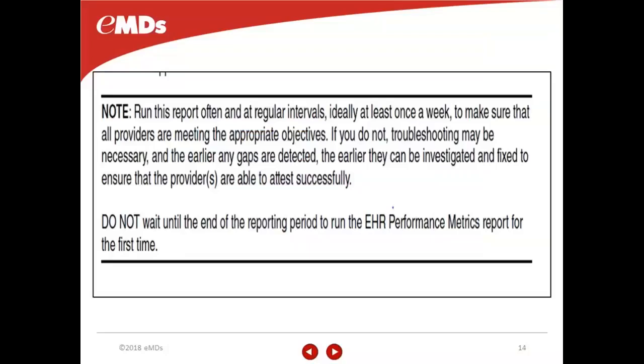And this is just a little information again: run this report often and in regular intervals, at least once a week, to make sure that your providers are meeting the appropriate objectives. You still have time in the first part of November, but make sure that you're running it and that you know you're where you need to be, because you don't want to wait. If you wait until, okay, I'm going to attest in the middle of February and now I'm going to run the report and all of a sudden I'm finding out that I'm not meeting the measure, then you're going to be in trouble. So make sure you're running it now and know exactly where you're at. Then when the time comes to attest, there aren't any surprises and you're not stressing out trying to figure out how to do it.